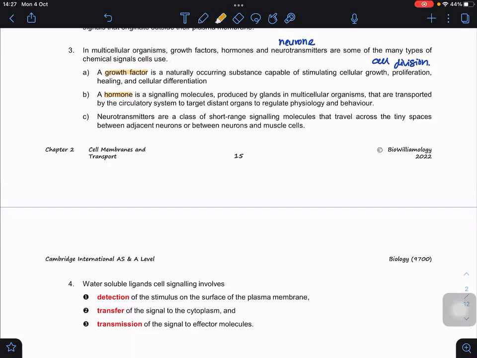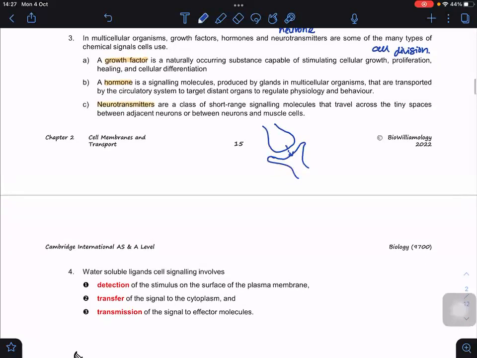And we have another class of ligands known as neurotransmitters, involved in the neurons. They are short range signaling molecules. What is short range? It means that we have one neuron and another neuron, and the signal goes from one neuron to another. So very short range only. This one is the neurotransmitter.